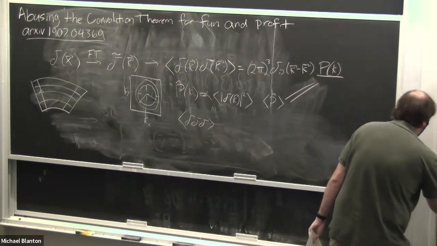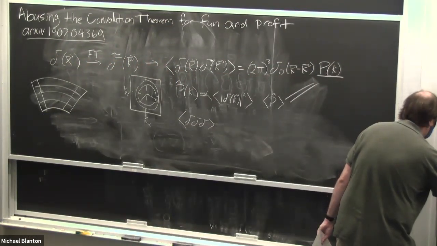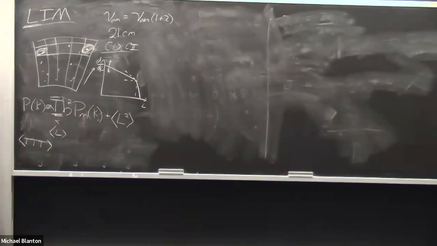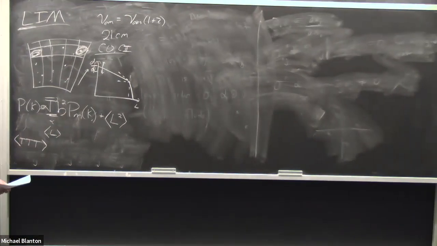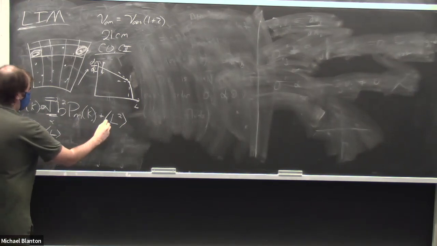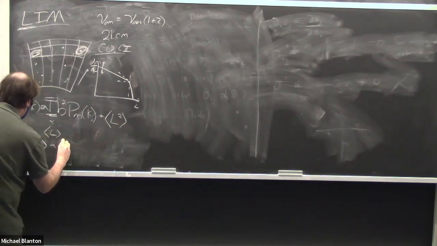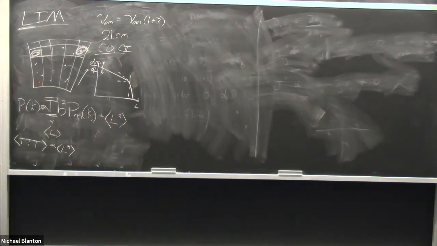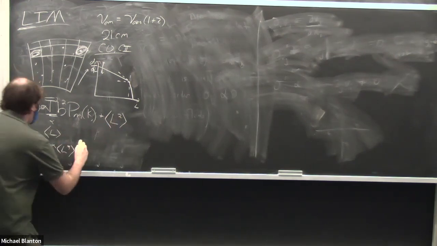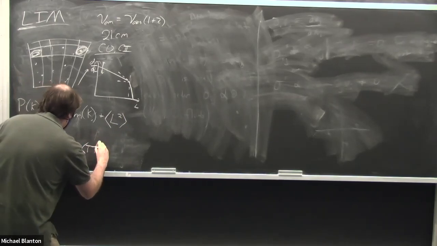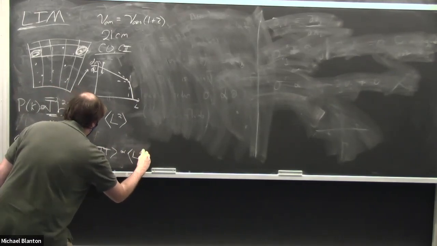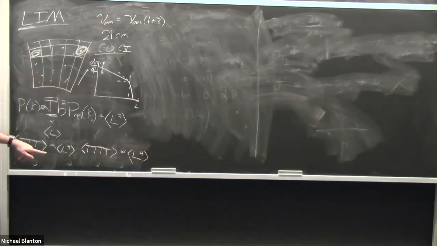If I wrote the TTT correlator here, there'd be a bunch of large scale structure terms because large scale structure isn't perfectly Gaussian. But even if I neglect that, this would give me a term proportional to L cubed by the same argument, plus a bunch of large scale structure. I could do a 4-point estimator. This would give me a term proportional to L to the 4th. And I can keep doing that and build up all of the moments of my distribution.